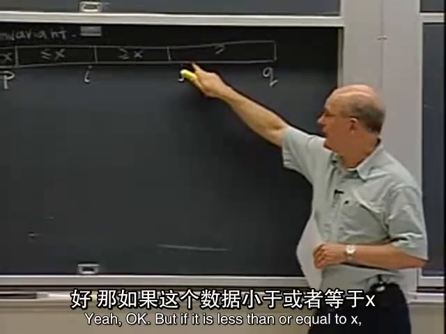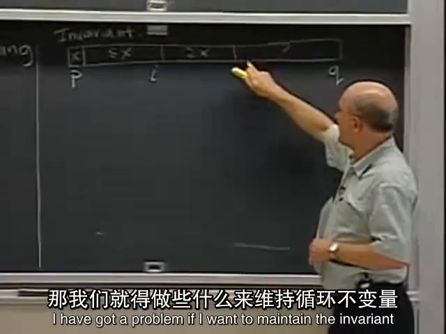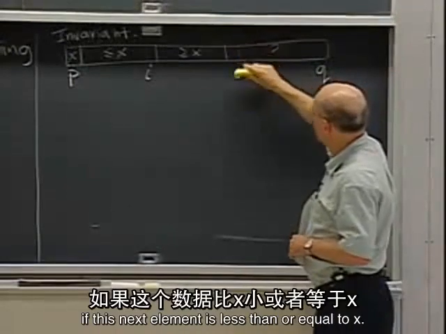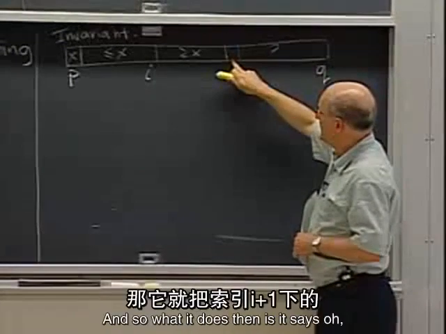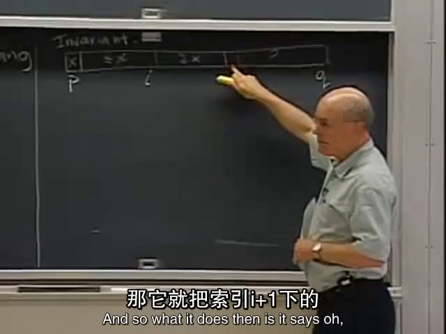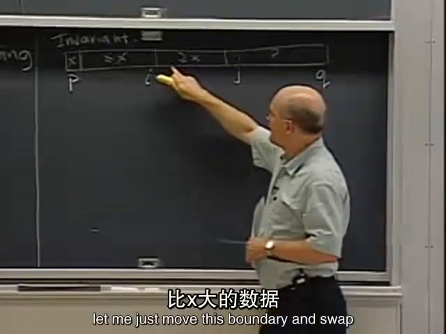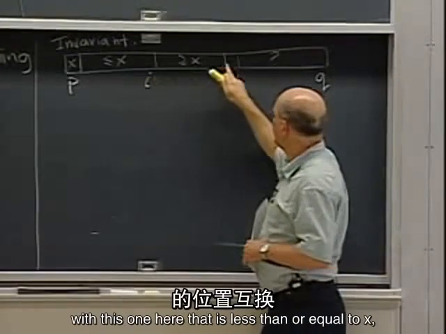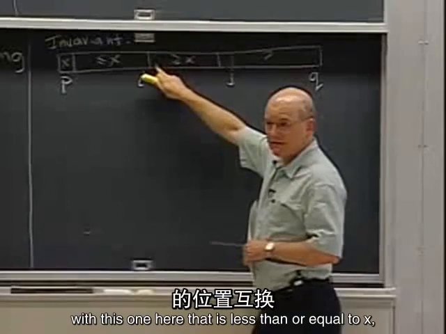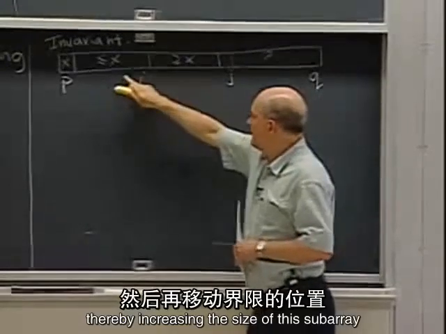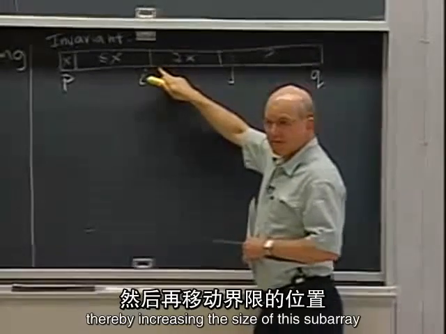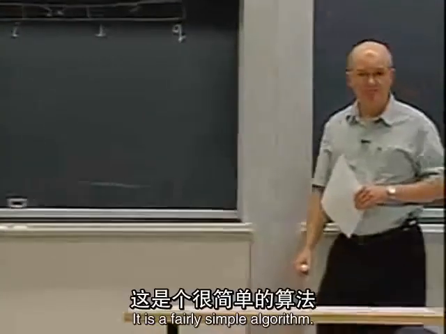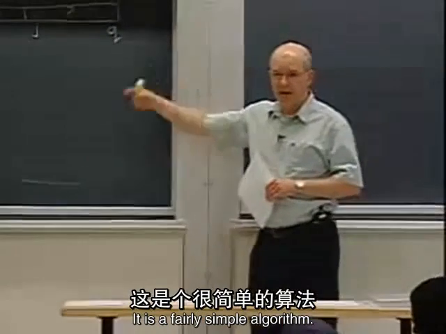Okay, but if it's less than or equal to x, I've got a problem. If I want to maintain the invariant, if this next element is less than or equal to x, then what it does is it says, let me just move this boundary and swap this element here, which is greater than or equal to x, with this one here that's less than or equal to x, thereby increasing the size of this subarray, and then the invariant is satisfied again. Okay? It's a fairly simple algorithm.